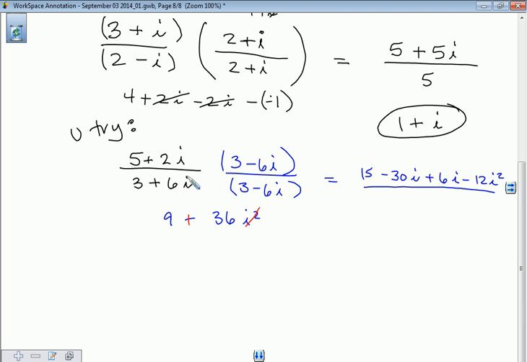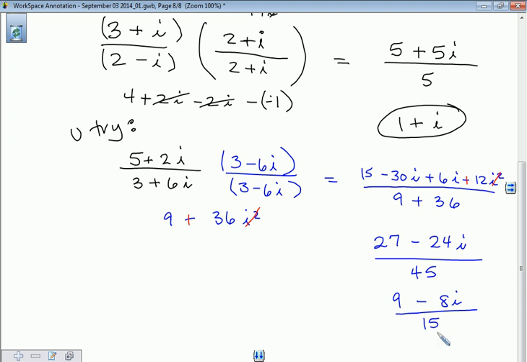How did you get 36i squared? Positive 6i times negative 6i. 3 goes into all those, doesn't it? Or you could write this as 3/5 minus 8i over 15.